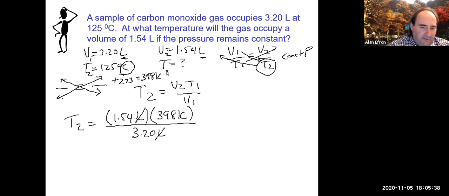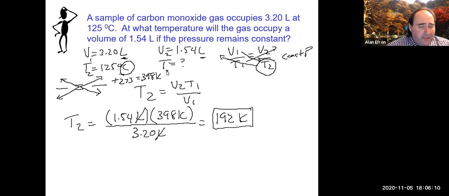Here the liters are going to cancel, leaving us with Kelvin. If we multiply this out, we get 1.54 times 398 divided by 3.20, which gets us something like 192 Kelvin as our answer. Any questions on that?